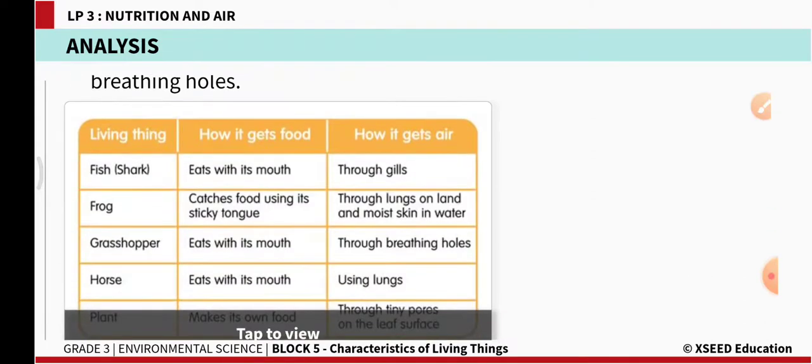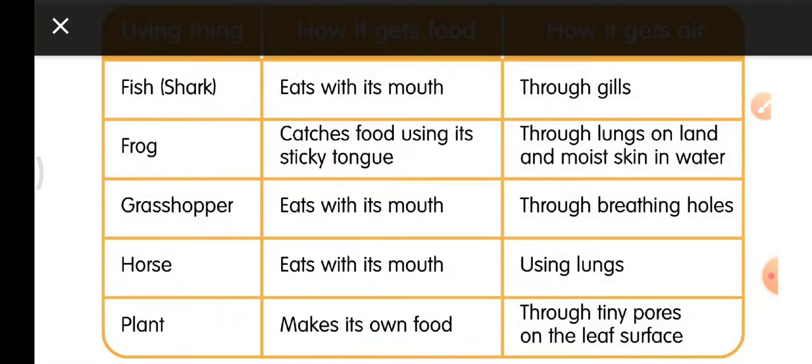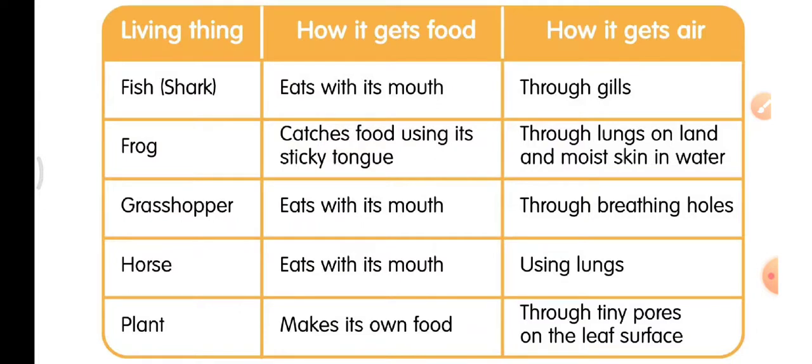Now let us observe this chart here, this table here. It contains a lot of information. We have 3 columns here: the headings are living thing, how it gets its food, how it gets air. In the first column we have the names of the living things: the fish, shark, frog, grasshopper, horse, plant. We are going to find out how these living things take their food and how they get air. So let's begin with the fish.